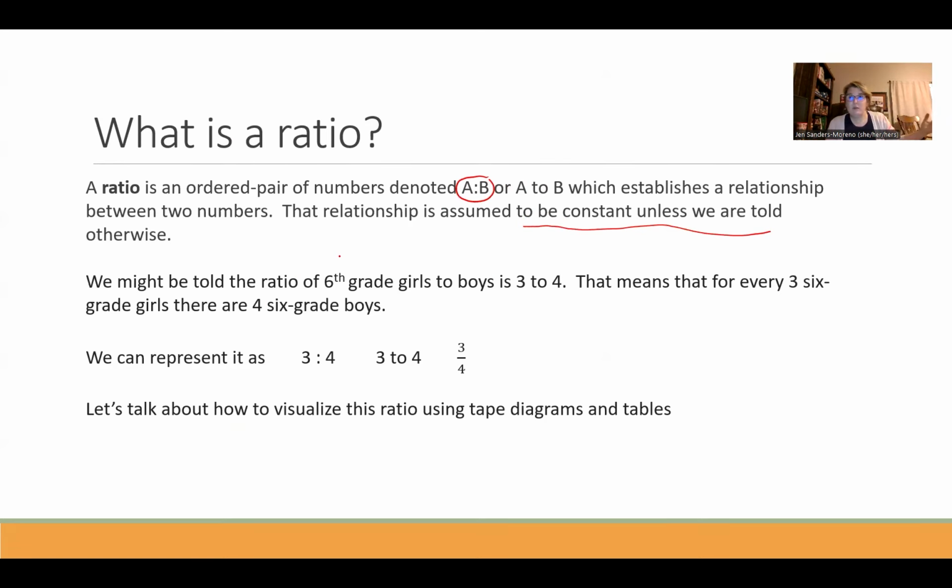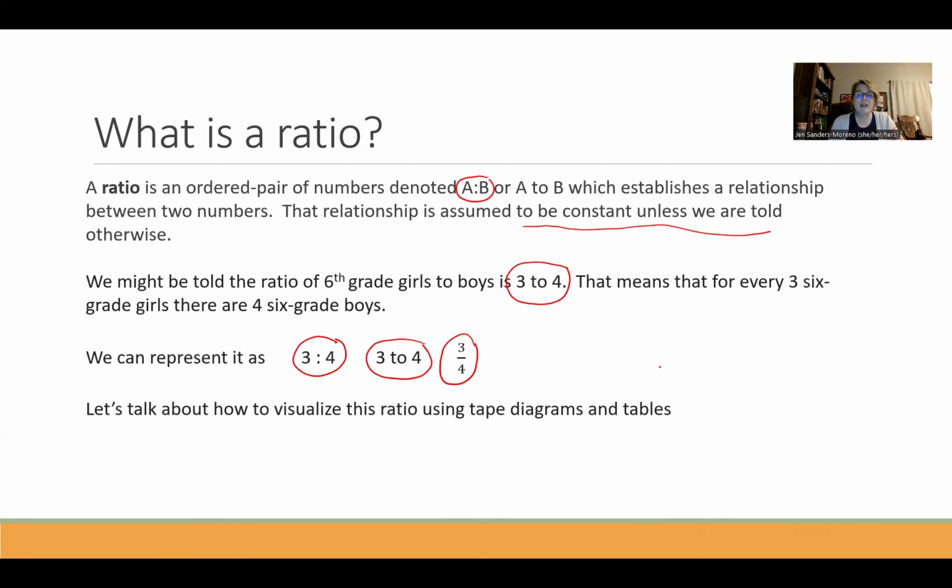All right, so let's do an example. We might be told that the ratio of 6th grade girls to boys is 3 to 4. That means that for every 3 6th grade girls, there are 4 6th grade boys. Okay. So we can write it a few different ways. 3 to 4 with the colon, using the word to, even using a fraction.